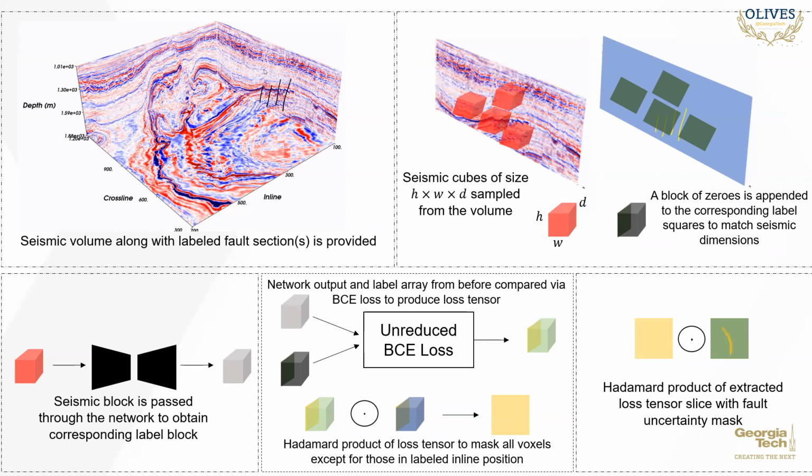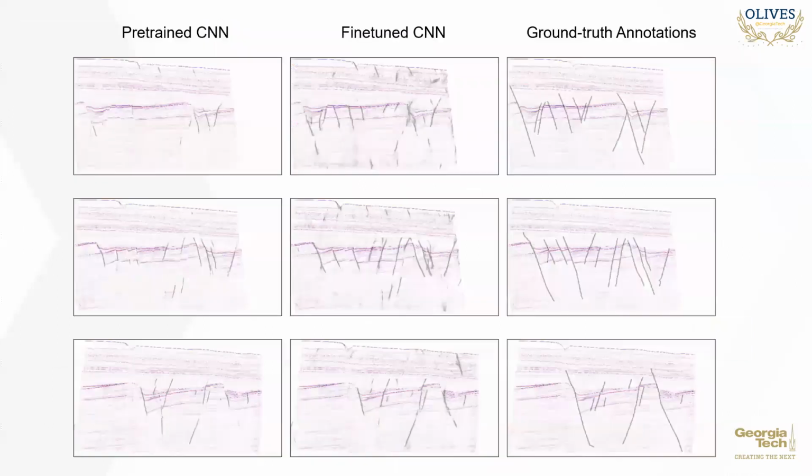And then we use various computer vision strategies to make sure that the network is able to treat the 2D labels as having the same dimension as the input seismic chunks. And using this strategy, we are able to train our network. Here, we show the results of this proposed fine-tuning strategy.